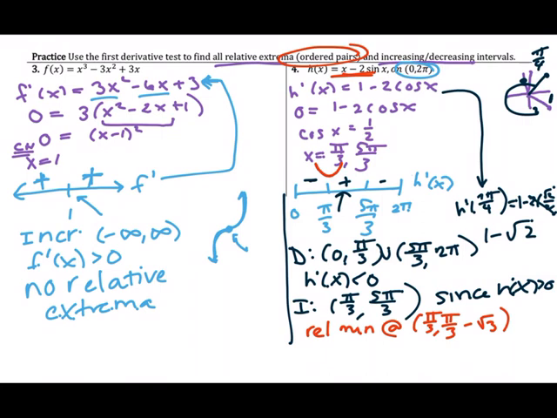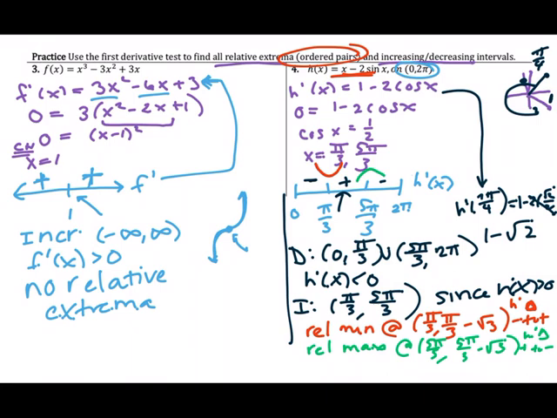At 5 pi over 3, the function was increasing and it starts decreasing. So we also have a relative max at the point 5 pi over 3, comma, 5 pi over 3 minus the square root of 3. So our relative min is happening because h prime is changing, I'm going to use a delta symbol, from negative to positive. And we have a relative max because h prime is changing from positive to negative. So make sure you have those justifications there.